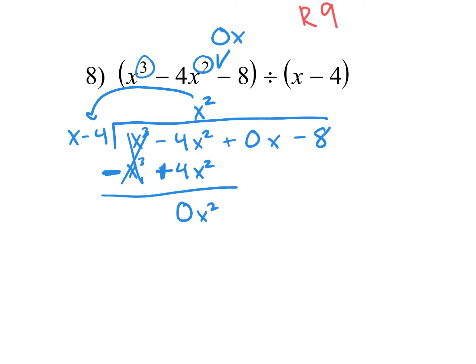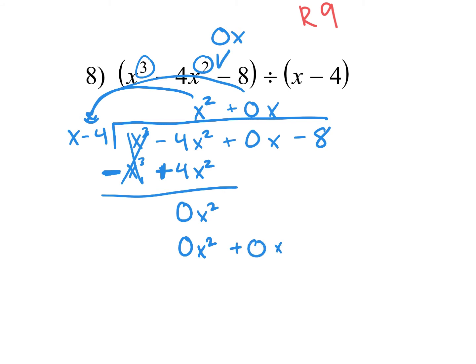Then what do we do? Divide. So what's 0x squared divided by x? 0x. I'm going to put the 0x there just as a placeholder so I can continue my steps. Then I multiply. What's 0x times x? 0x squared. And what's 0x times negative 4? 0.